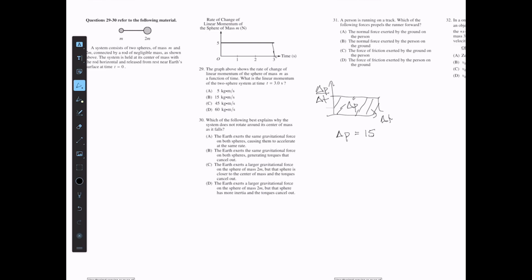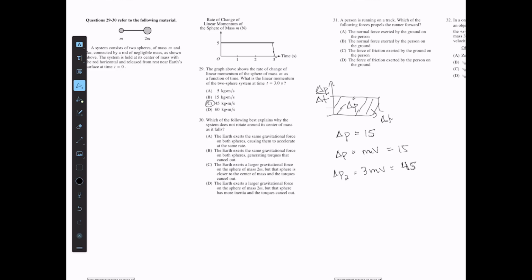But that's just for the sphere of mass m. So for the two-sphere system, the mass is 3m. So this is delta P equals mv equals 15. So delta P, I'll say delta P2, is equal to 3mv, which would be 45. C.